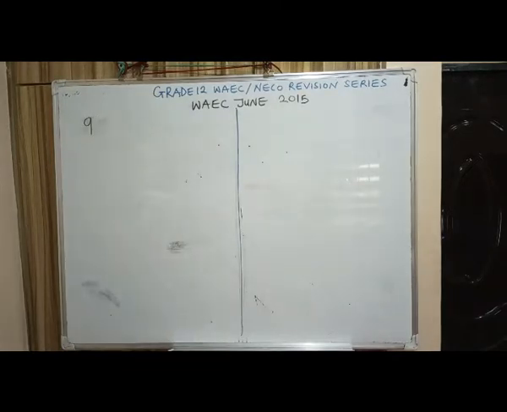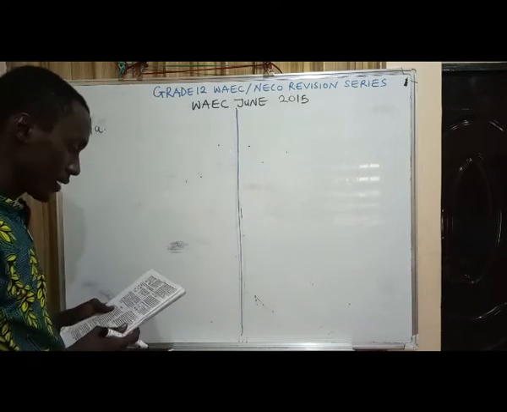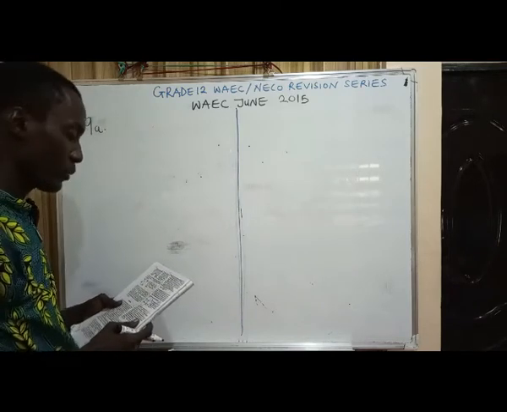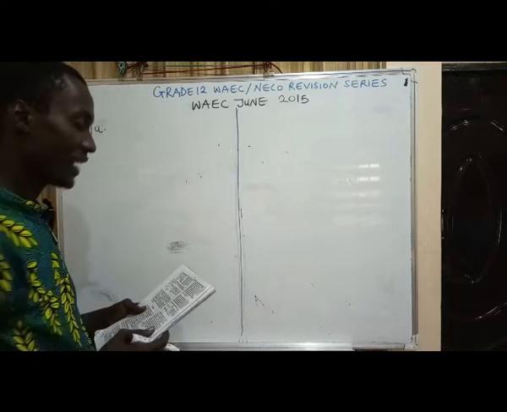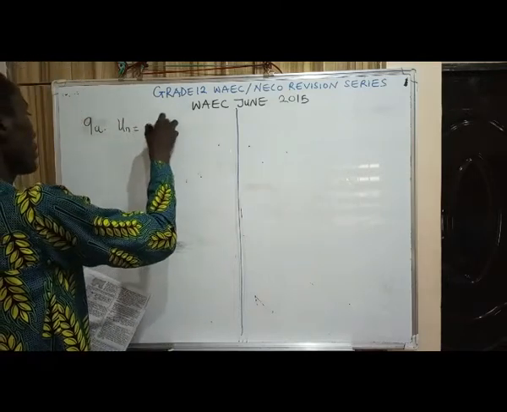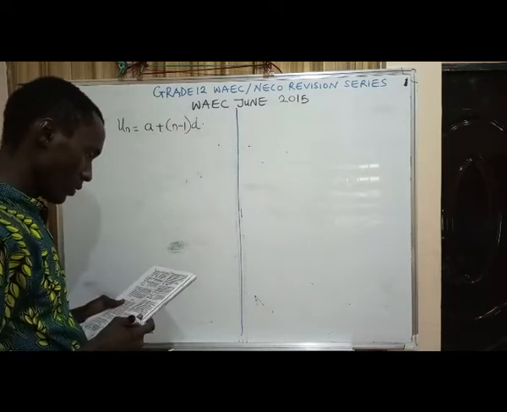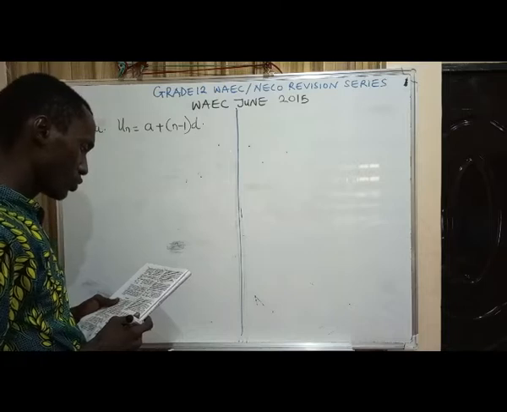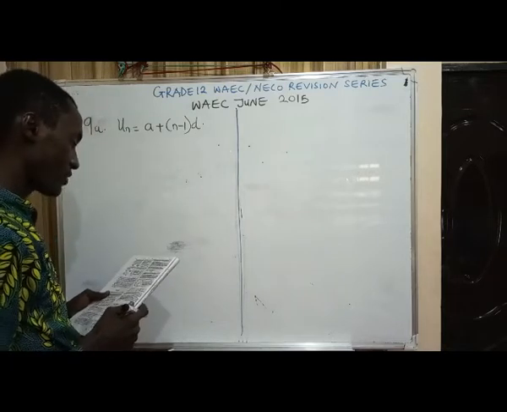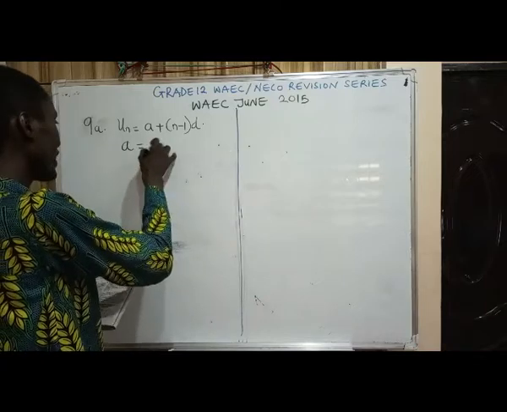We look at question number 9A, and it says the first step of an AP. So hence I'm told it is an AP. I'll just say Un equals a plus (n minus 1)d. And I'm also told that the first term of an AP, which is a, is equal to negative 8.